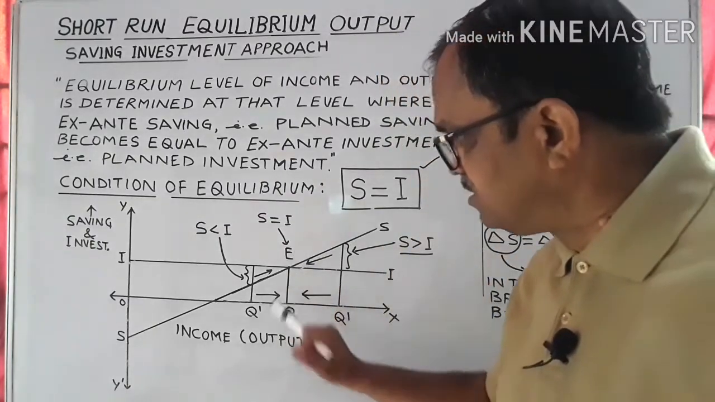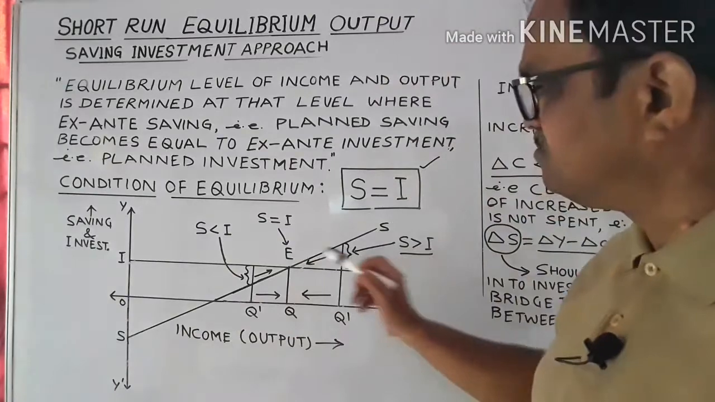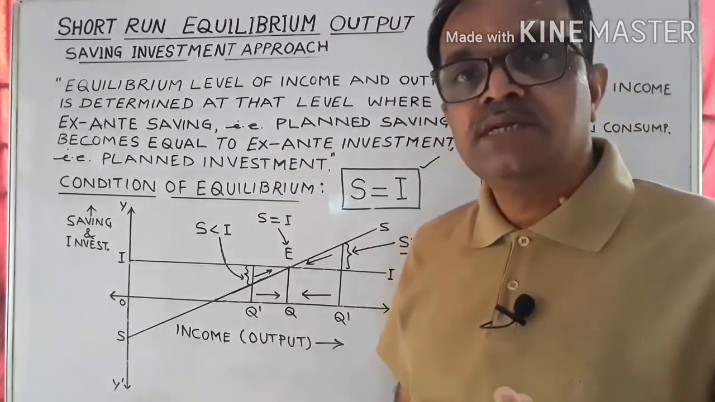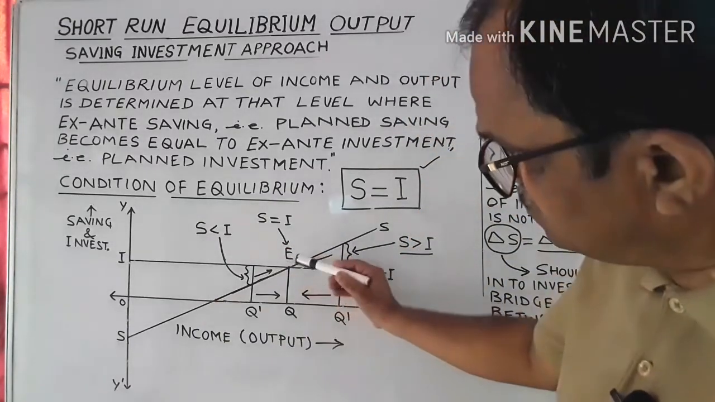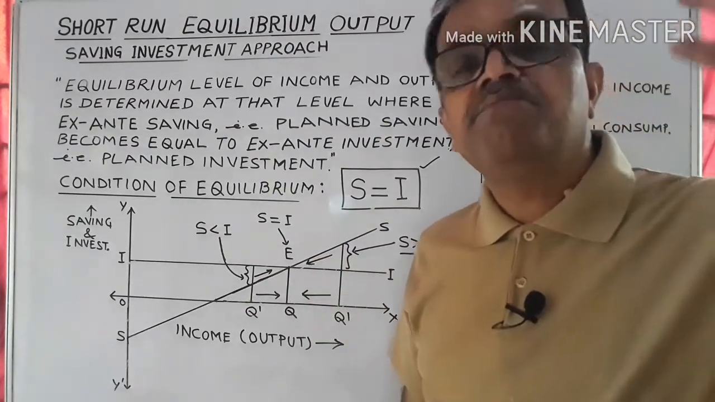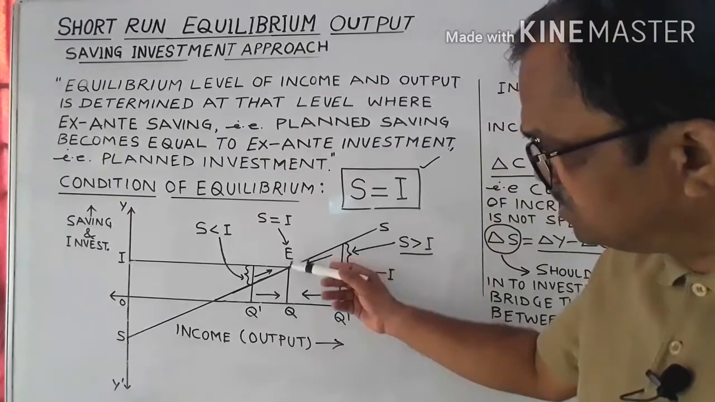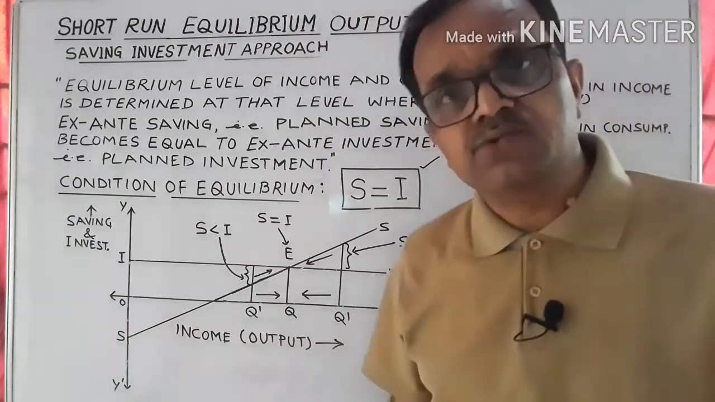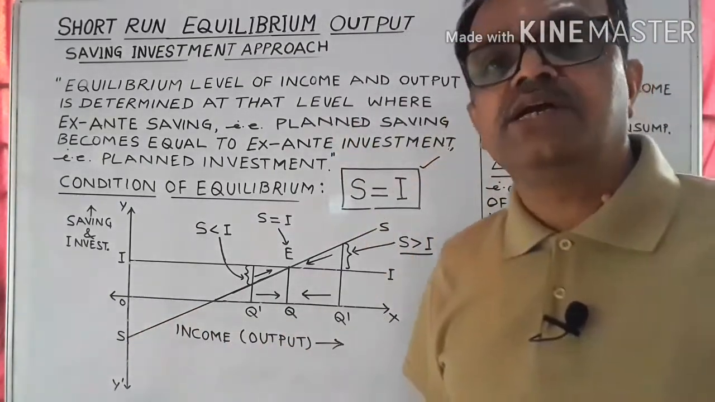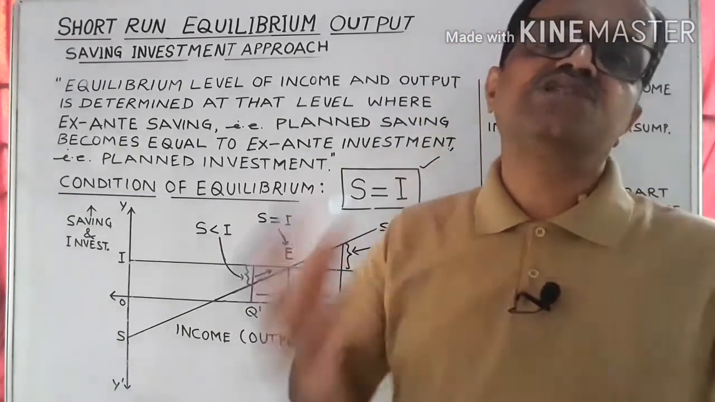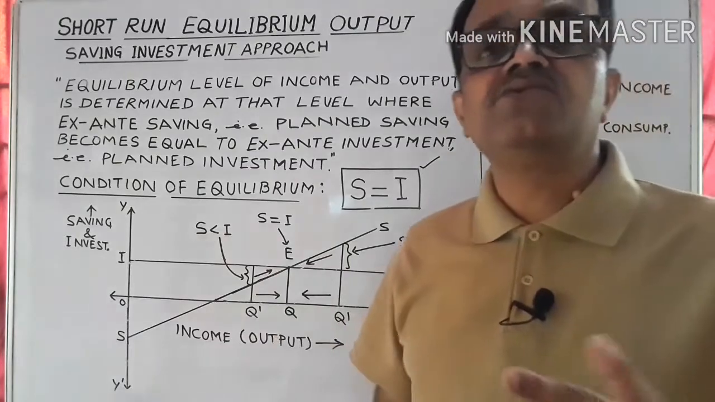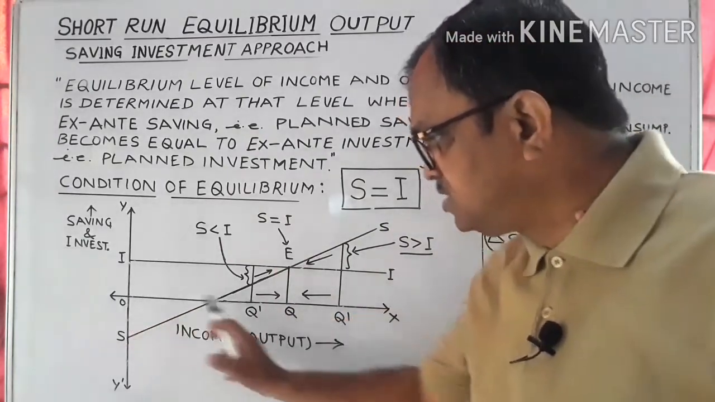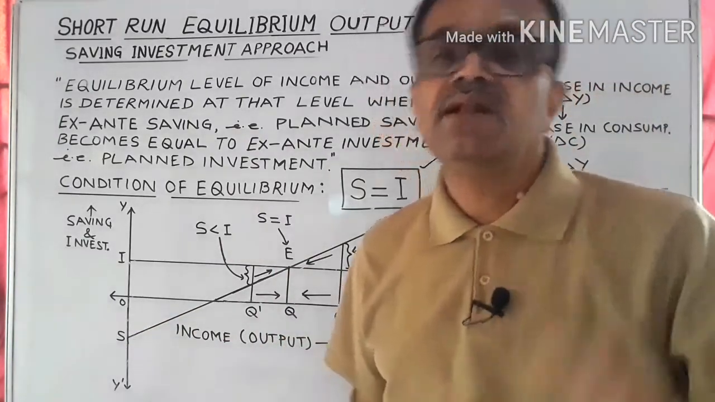Means E is the point of equilibrium where the planned savings by the households become equal to the planned investment by the firms. So what the household saves is the amount equal to EQ, and what the firms invest is also equal to EQ. Means both become equal at this level of income, that is OQ. Since at OQ level of income, what the households plan to save, that is EQ, becomes equal to what the investors or producers plan to invest, that is EQ, that's why OQ is said to be the equilibrium level of output.